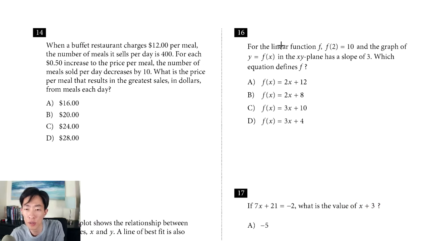Question 16, for the linear function, so we're looking at a line, f of 2 equals 10, and the graph of y equals f of x has a slope of 3. Which of the following equations defines f? So let's keep in mind what we're looking at. They're telling us we're looking at a line. They're giving us 1 point on the line, 2, 10, and they're saying it has a slope of 3.